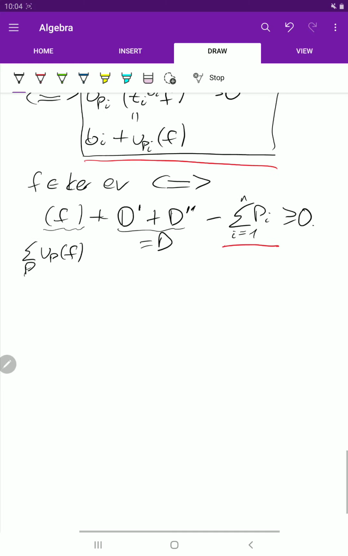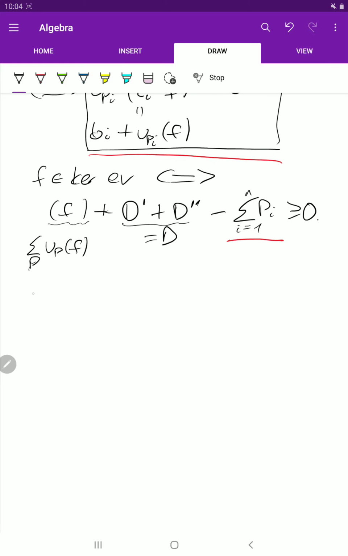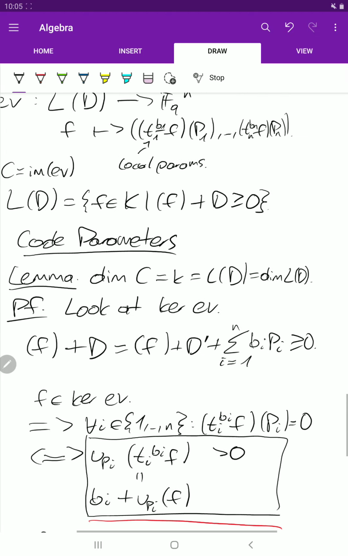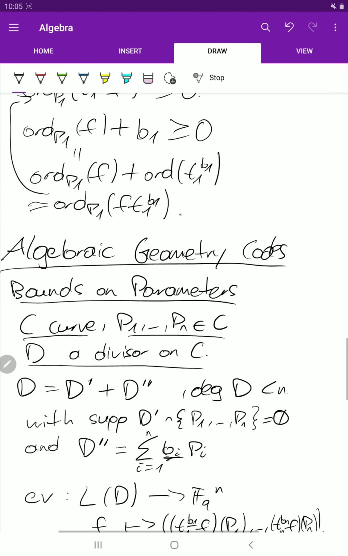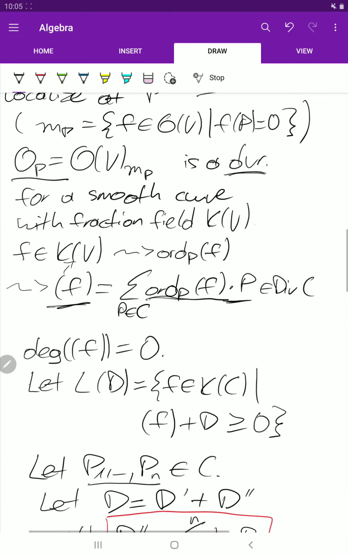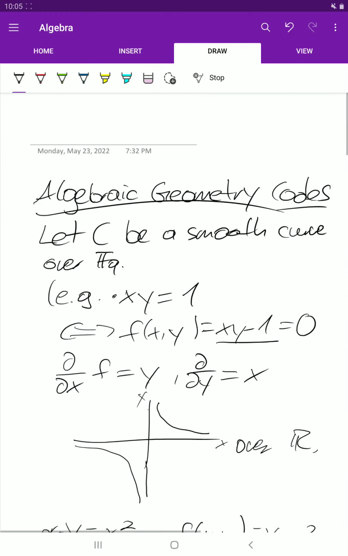Okay, now what does this tell us? Well, now we get that the kernel of the evaluation is nothing else than L of D minus the sum of the p_i. And well, now let me tell you something more. So we always assume that the degree of the divisor is less than n. So I think we also assumed that in the first video, did we?